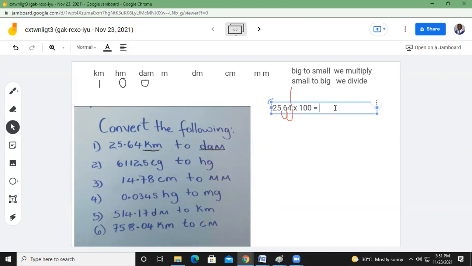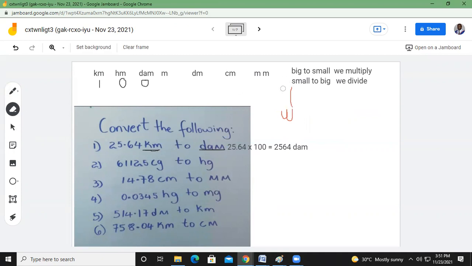Cool. So then our answer is 2,564, and this is decameter, D-A-M. Good? Everybody agree to that? Agreed, sir. So we could put that beside that if it's not going to be of a big trouble. All right, very good. Let's clean this off right there, and then let's look at the other one, right?